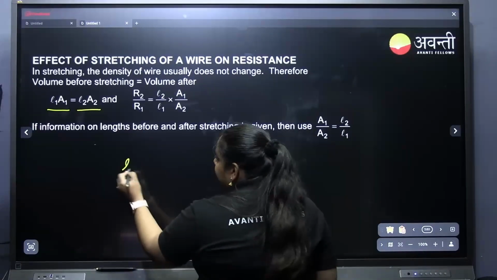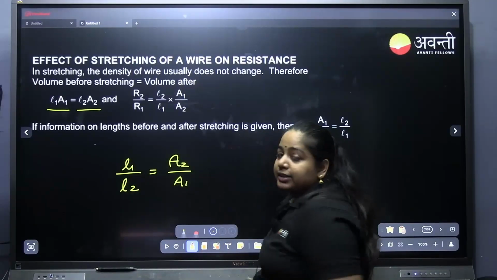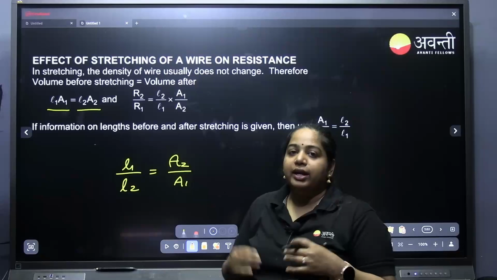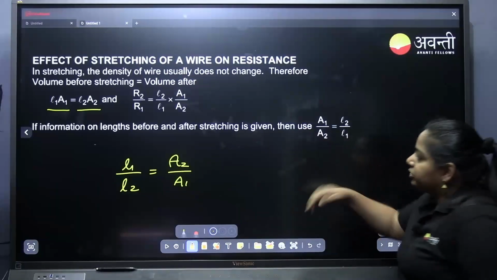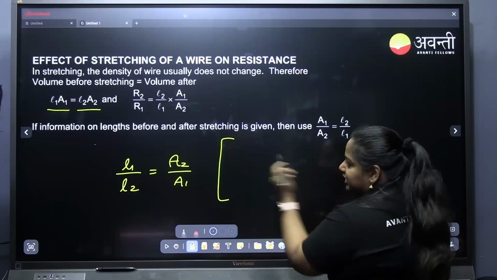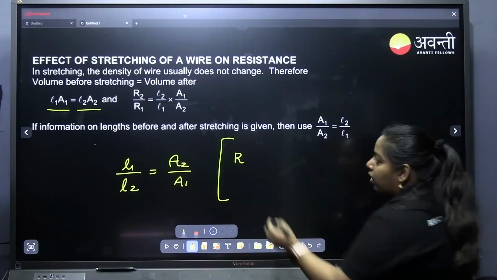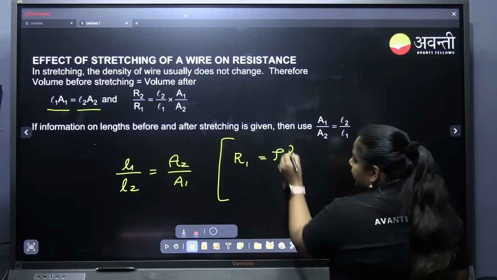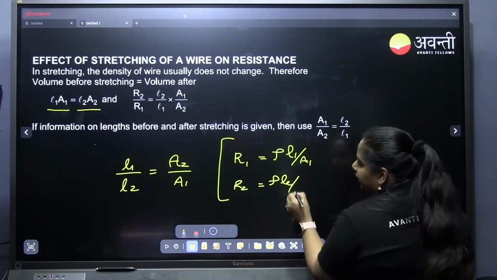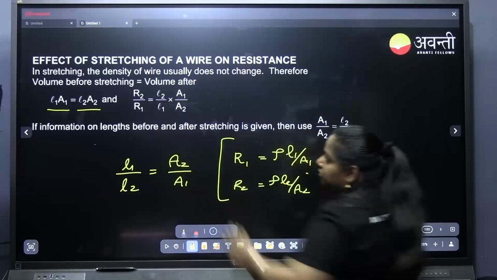So we will get L1 by L2 equal to A2 by A1. What does this mean? When length is increasing, area will decrease. When length is shortened, area will increase. So it's a relation like that. And what happens to resistance? Resistance is equal to rho L by A, right? So R1 equal to rho L1 by A1, R2 equal to rho L2 by A2. When you divide R1 by R2, you will get it in this form.